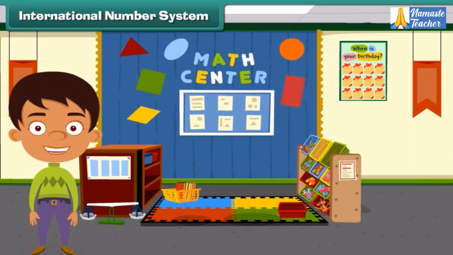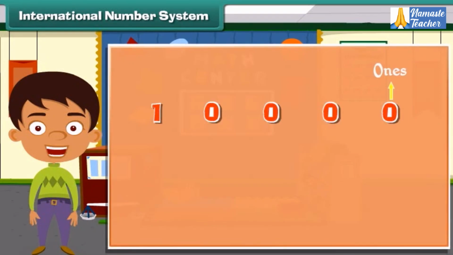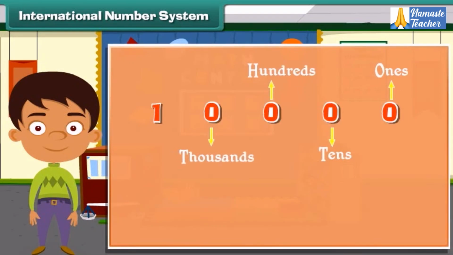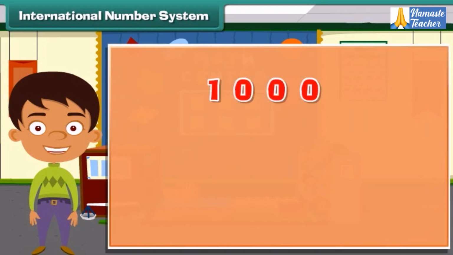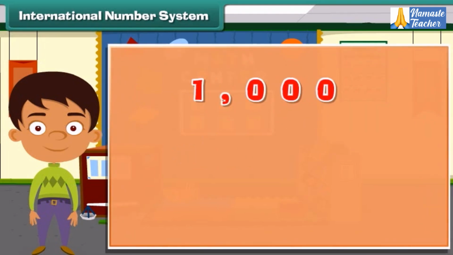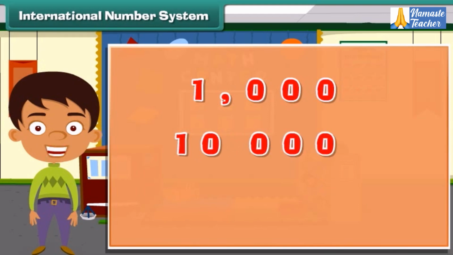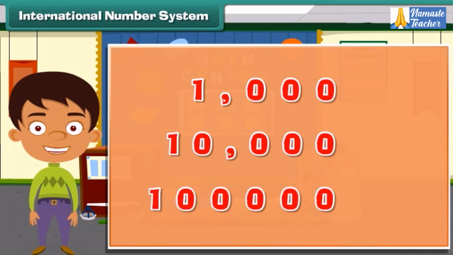International number system. The international number system groups the digits into sets of 3 each, starting from the right. 1000 is written as 1,000. 10,000 is written as 10,000. 100,000 is written as 100,000.